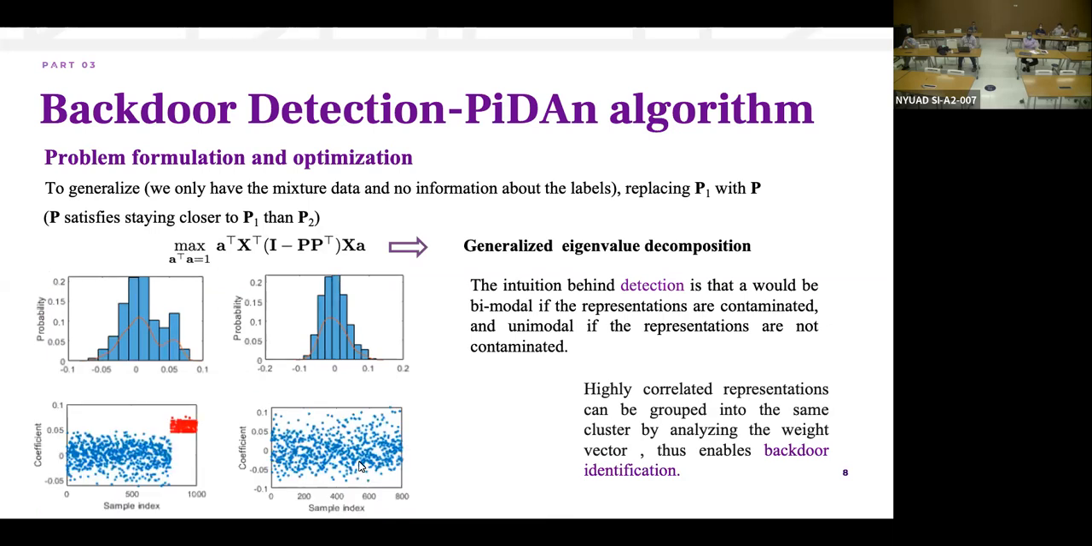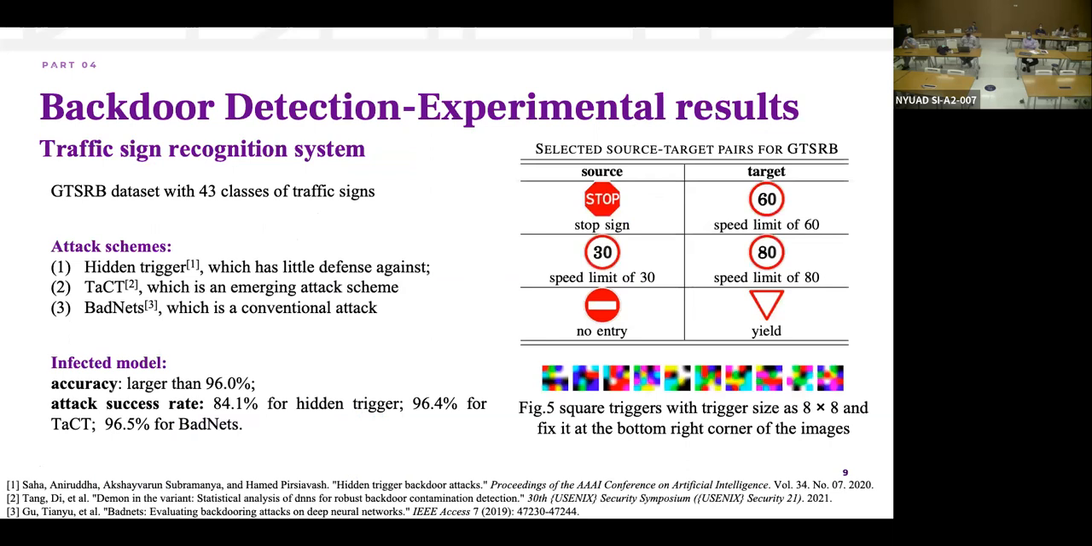And the bottom two figures show the grouping effect of the weight A, and you can see if A is contaminated, there are two groups, and if it's clean, it's almost one group. And then we conduct experiments on the traffic sign data. We use three attack schemes like hidden trigger, TSAT, and BadNet, which is the standard attack algorithm.